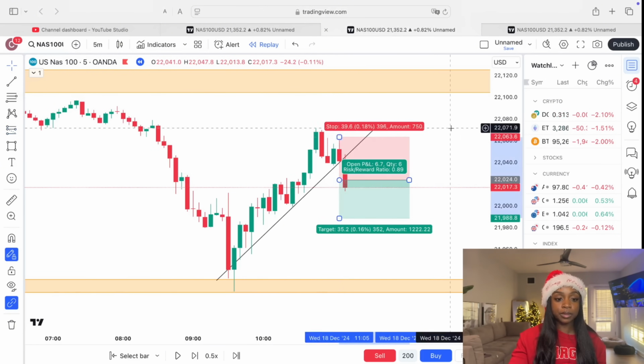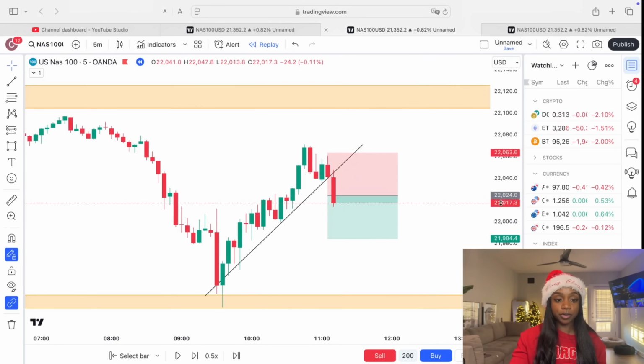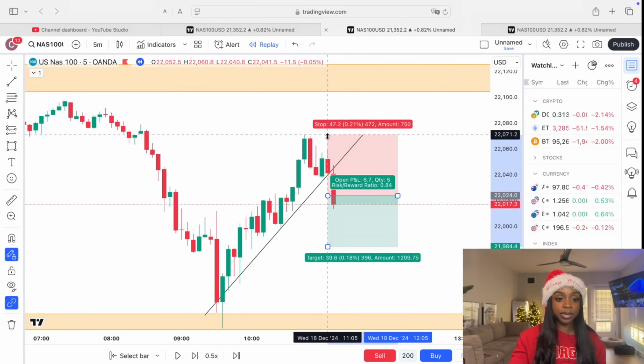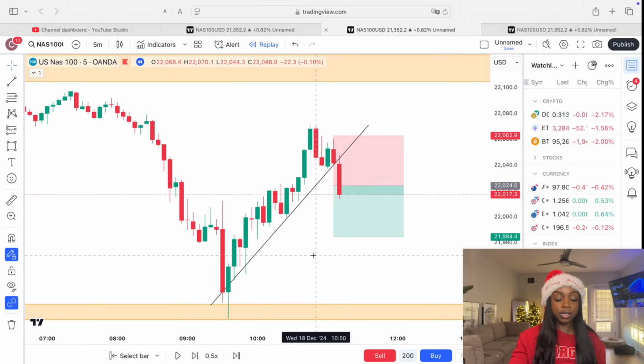Stop loss. Always go for a 1-to-1 as my first target, and then I leave a runner if price wants to go farther, right? When it comes to my stop loss, I'm going to use the current candle. You can use up here, doesn't matter, but I'm going to use this previous candle here. I'm sorry. And then let's see what happens. So we're going to play it.